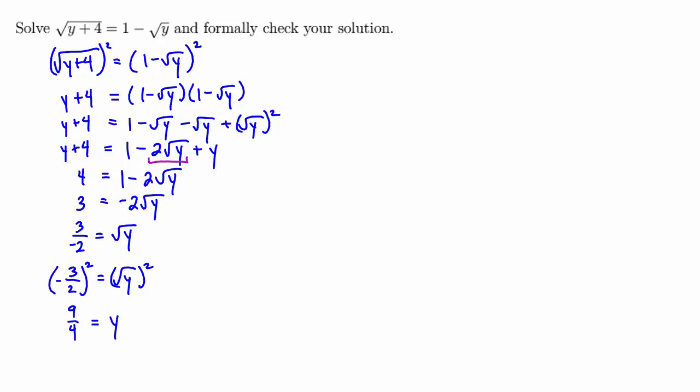Now, we need to make sure that we formally check our solution. Again, we're checking both for errors and for extraneous or false solutions. So when I go through my check, I will replace each instance of y with 9/4. So I'll get the square root of 9/4 plus 4, and that's on the left side, and I'm checking if that is equal to 1 minus the square root of 9/4.